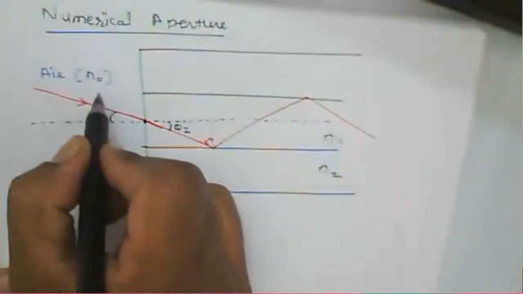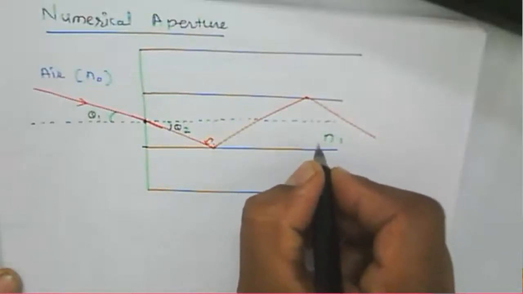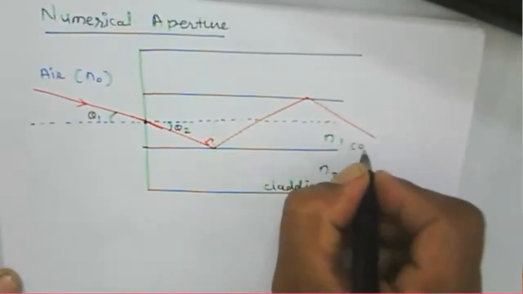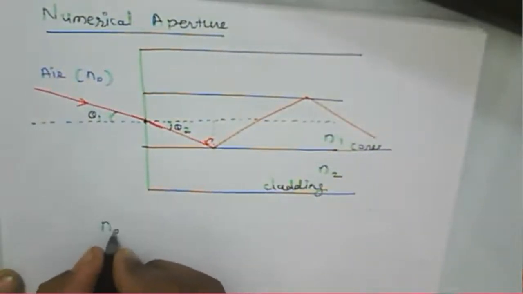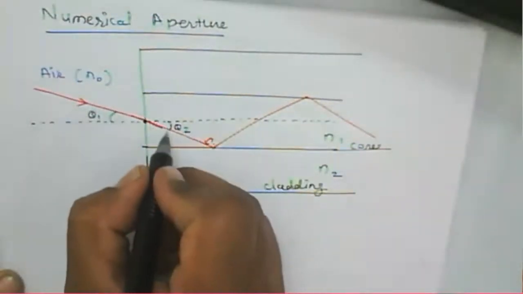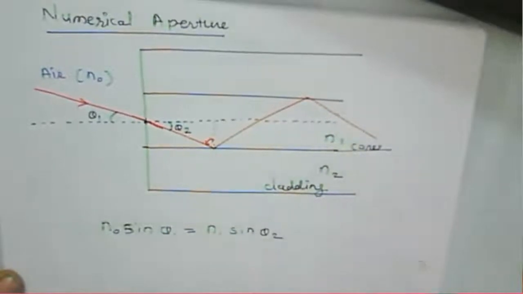Now for this we use Snell's law. This one is another medium, air, and this one is the core, which has refractive index n1, and this one is the cladding. Using Snell's law, we can write n0 sine theta 1 is equal to n1 sine theta 2.